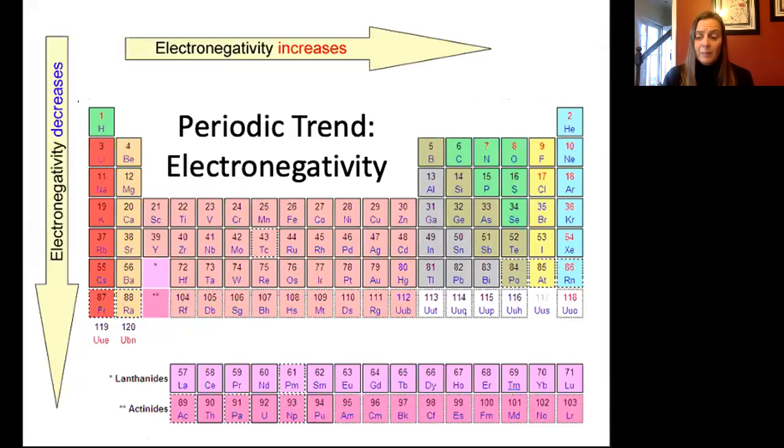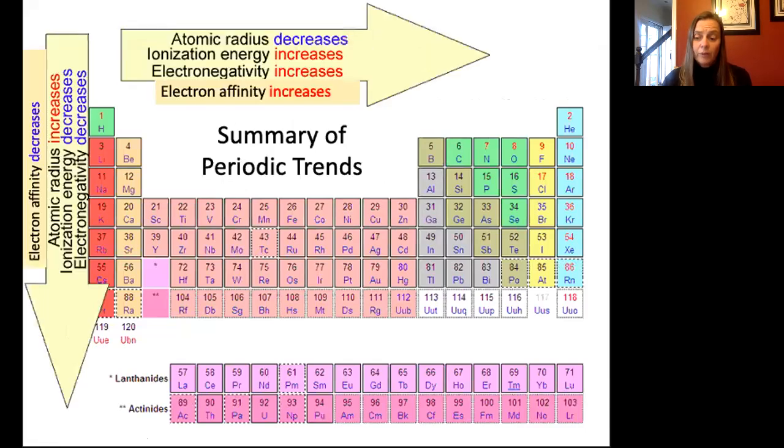So to sum it all up, 4 atomic characteristics: atomic radius, ionization energy, electronegativity, and electron affinity. As we go across the table, only atomic radius decreases. All of the other 3 increase. Okay. As we go down the table, only atomic radius increases. The other 3 all decrease.